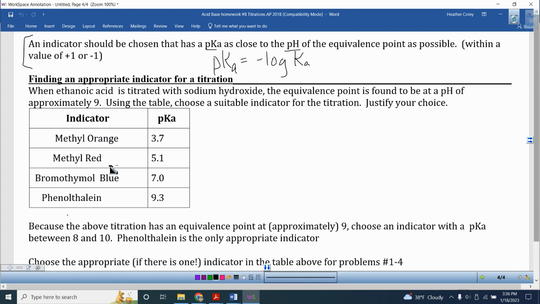All right, so if I have these different indicators right here, for instance, methyl orange has a pKa of 3.7, and what that means is that if we have an equivalence point with a pH anywhere between 2.7 and 4.7, so one up or one down from this pKa, this will be a really good indicator for that reaction. Methyl red is 5.1, so if your equivalence point pH is anywhere between 4.1 and 6.1, this is going to be a good indicator. Bromothymol blue, 6.0 to 8.0 would be ideal. And then phenolphthalein, 8.3 up to 10.3.